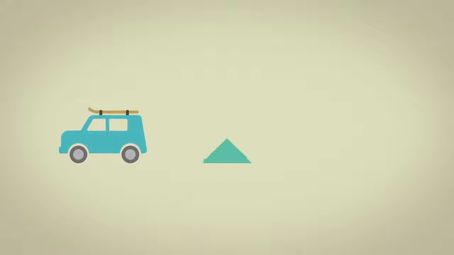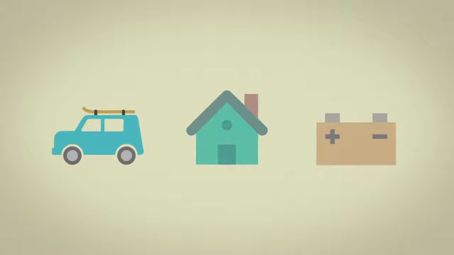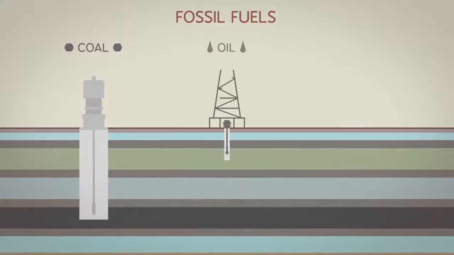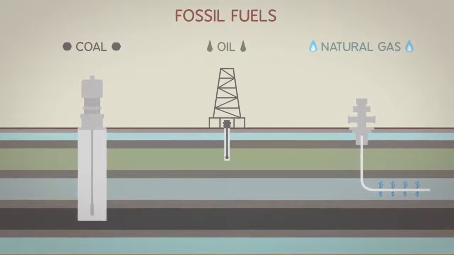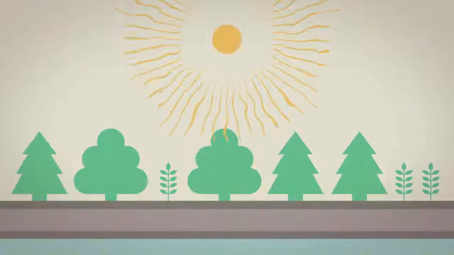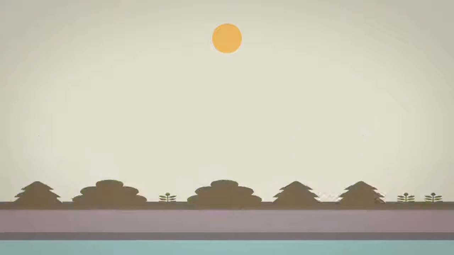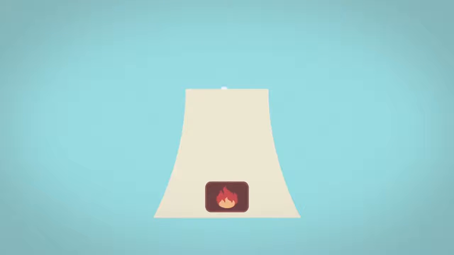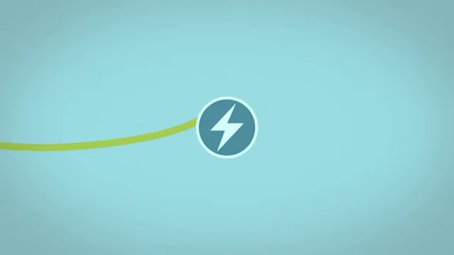We humans, of course, spend our energy doing a lot of things besides eating. We travel, we build, we power all sorts of technology. To do all this, we use sources like fossil fuels, coal, oil, and natural gas, which contain energy that plants captured from sunlight long ago and stored in the form of carbon. When we burn fossil fuels in power plants, we release this stored energy to generate electricity.